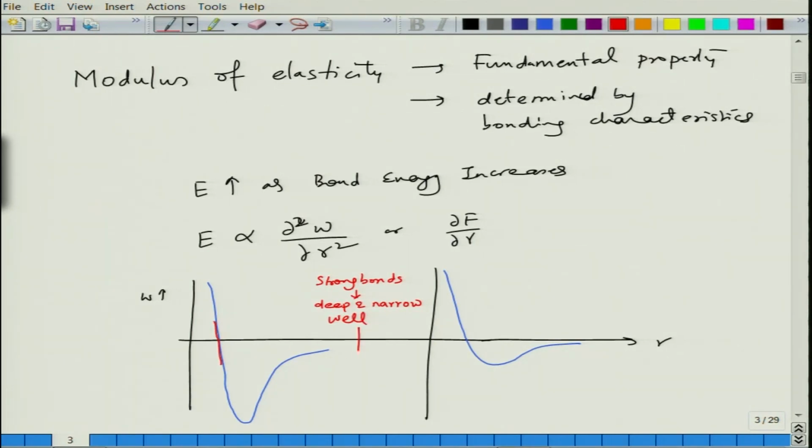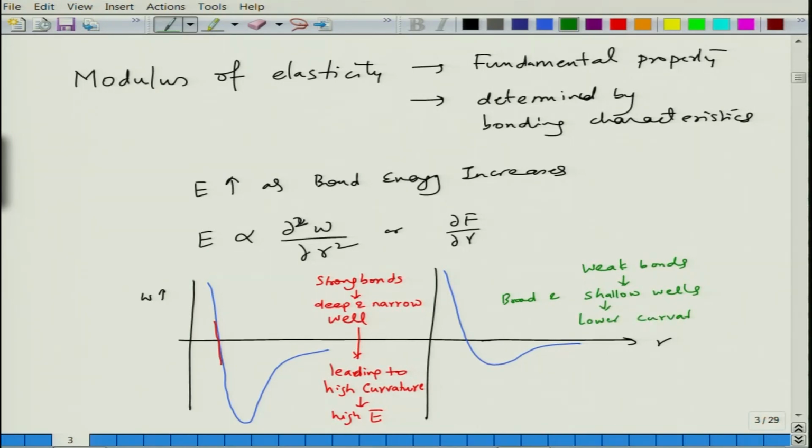So, as a result, the curvature is high, which means high modulus of elasticity. On the other hand, this is the case for weak bonds. Weak bonds will lead to shallow and broad wells, which means a lower value of curvature, which means a smaller modulus, and this is what indeed it is true.